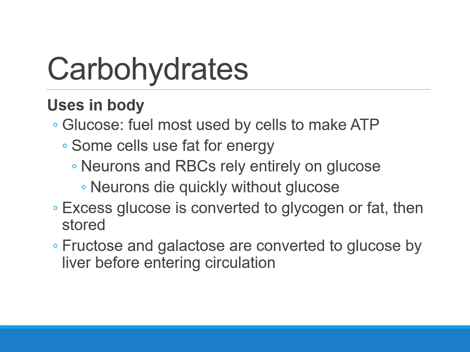So what does our body use carbohydrate for? It uses the glucose for fuel. That is the main fuel that our cells use to make ATP. We do have some cells that can use fat for energy. So something that's always important to remember is that neurons and red blood cells are considered to be glucose hogs, if you will. They have to rely on glucose entirely for their metabolic processes. Without glucose, your neurons will not survive. They can't convert anything else.